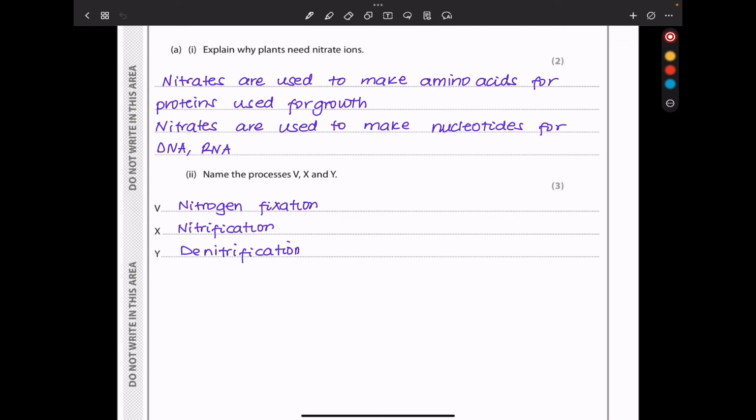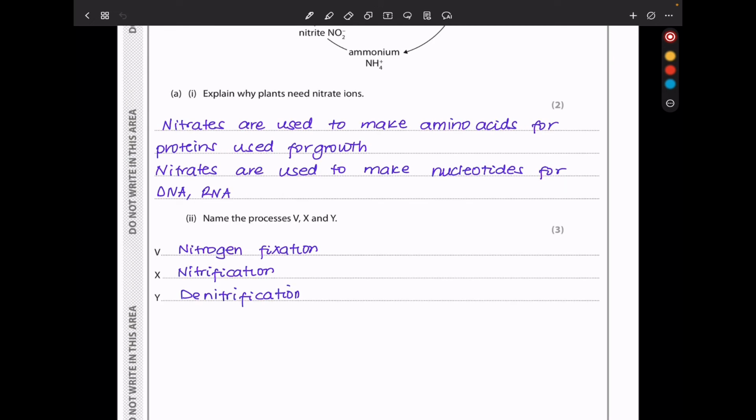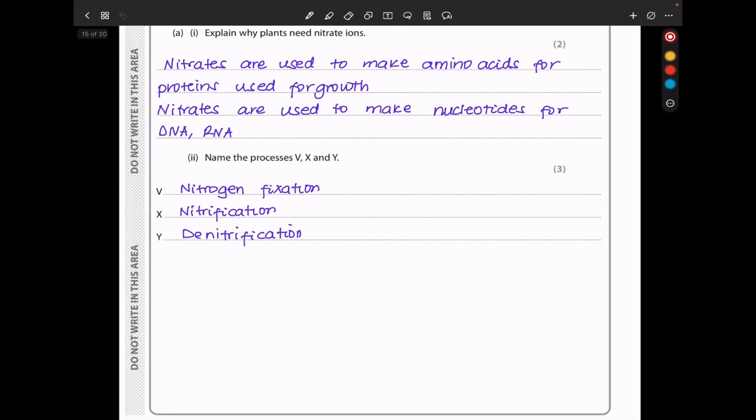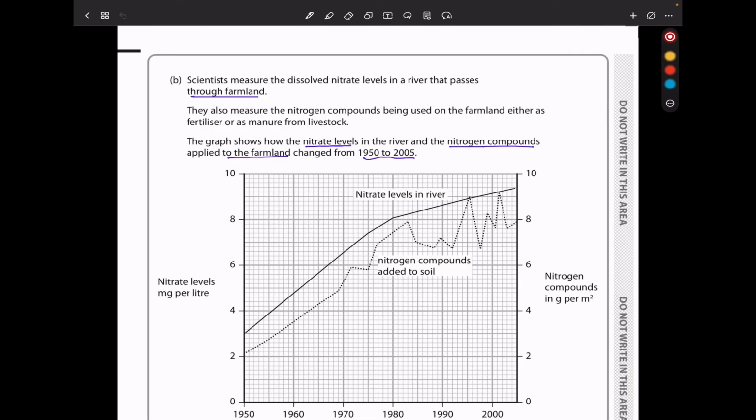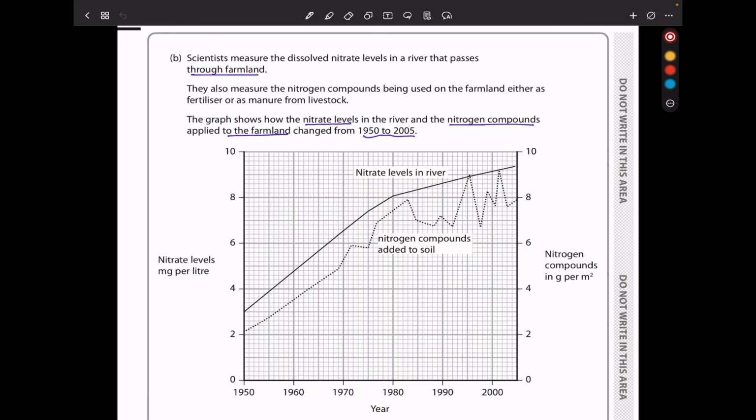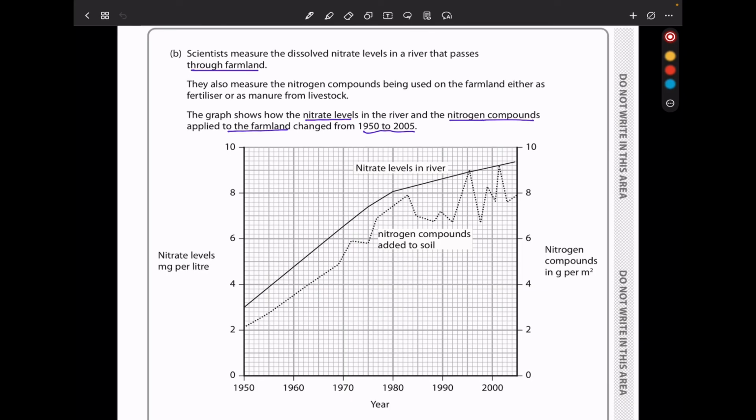The next they say name the process V, X, and Y. Like I've already written there, V is nitrogen fixation, X is nitrification, and Y is denitrification. In part B, scientists measure the dissolved nitrate level in a river that passes through farmland. They also measure the nitrogen compounds being used on the farmland either as fertilizer or as manure from livestock.